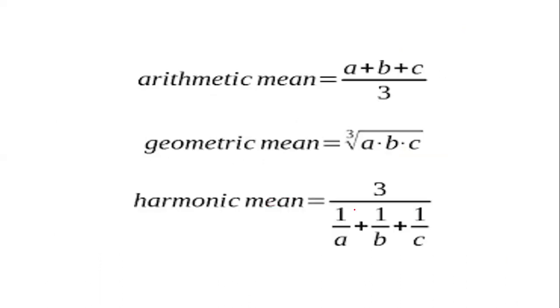Now the formulas are given. The arithmetic mean is the summation of dx divided by the number, or if the values are a, b, c, we take the average. Then the geometric mean is the cube root of a multiplied by b multiplied by c, or you can write it as the summation of the logs divided by the number. Then the harmonic mean is nothing but a reciprocal: the number divided by 1 by a plus 1 by b plus 1 by c.